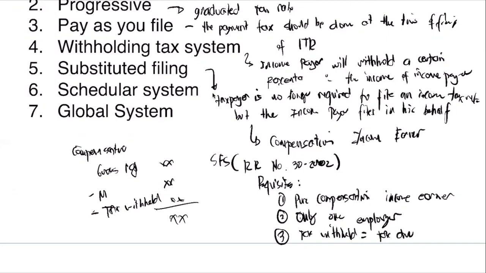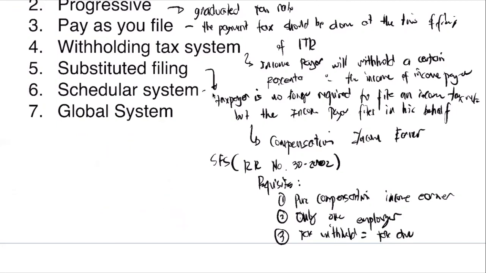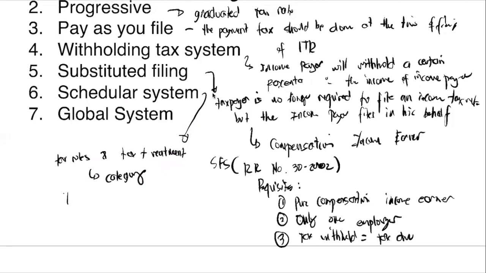Okay? Next characteristic of our income tax is it is based on a schedular system. So when we say based on this schedular system, it is based on different tax rules and tax treatment, and this tax rule or tax treatment is based on a category or a schedule. And normally, it is applied to individual taxpayers.